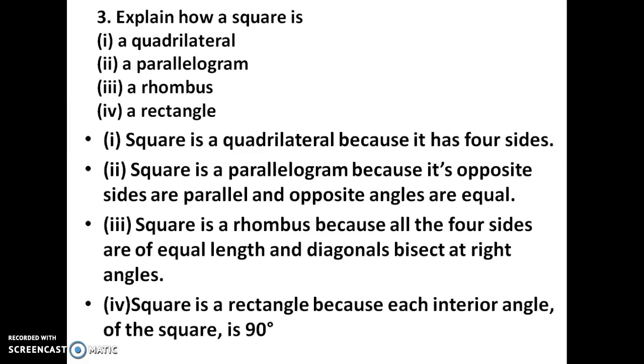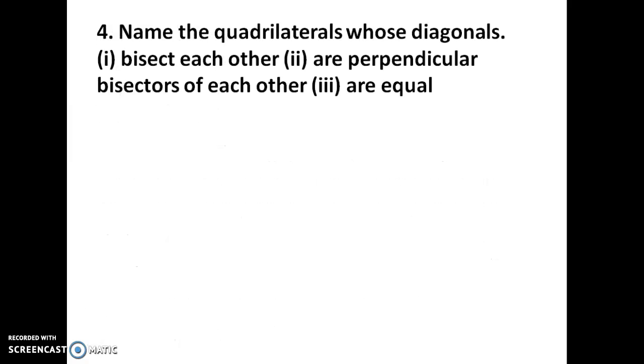Then how it is a rectangle? A square is a rectangle because each interior angle of a square is 90 degree. Because of that we can say a square is a rectangle.